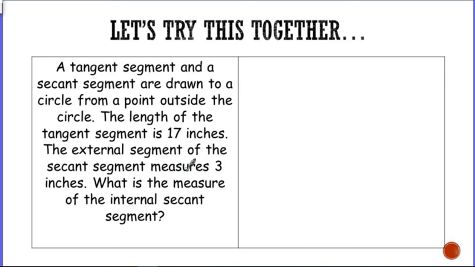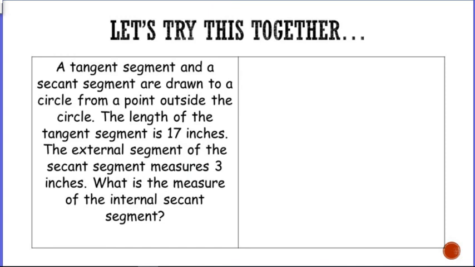All right, this question says a tangent segment and a secant segment are drawn to a circle from a point outside the circle. The length of the tangent segment is 17 inches. The external segment of the secant segment measures 3 inches. What is the measure of the internal secant?